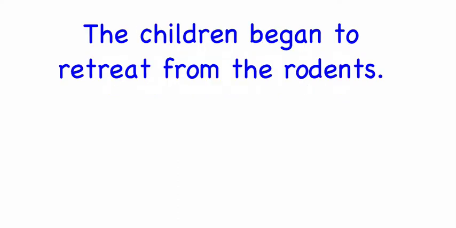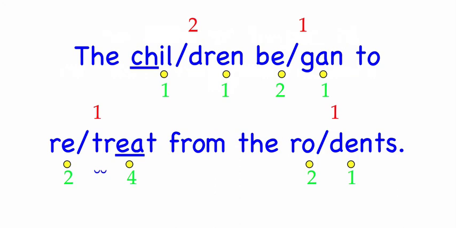From the rodents. Rodents. Now for spelling we pronounce it ro-dents. Ro, two sounds: R, O. Dents, five sounds: D, E, N, T, S. Rodents. The children began to retreat from the rodents. Mark the words in this sentence and advance the screen when you're done. The children began to retreat from the rodents.